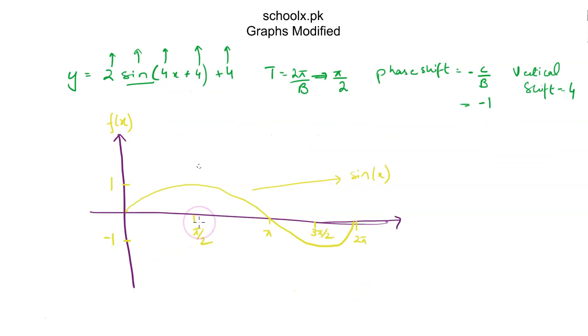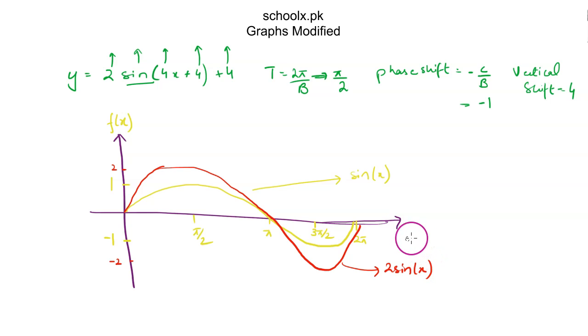So let's draw the graph of 2 sine x, alright. So 2 sine x will go from 2 to -2, its amplitude will be from 2 to -2, its displacement will be from 2 to -2. This is the graph of two sine x.